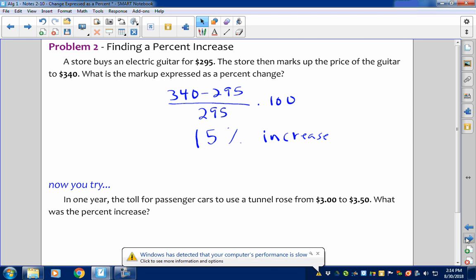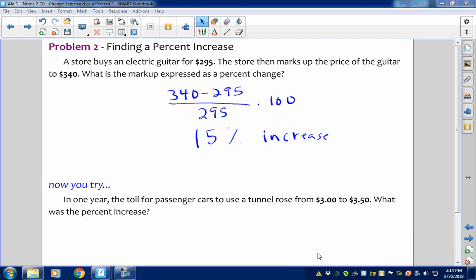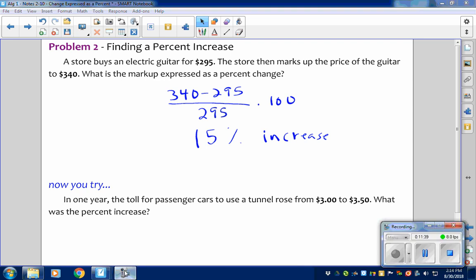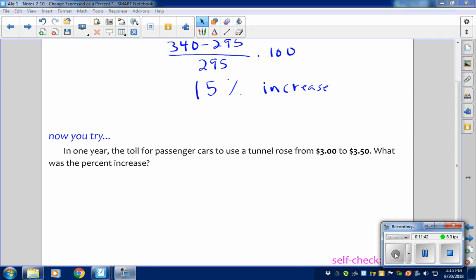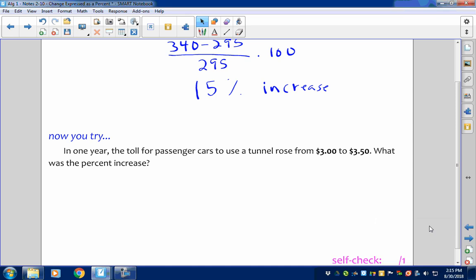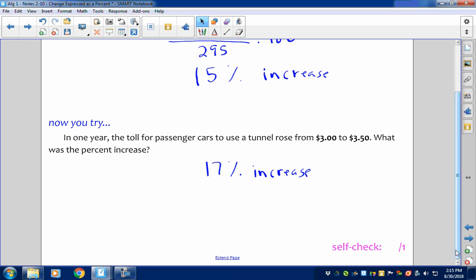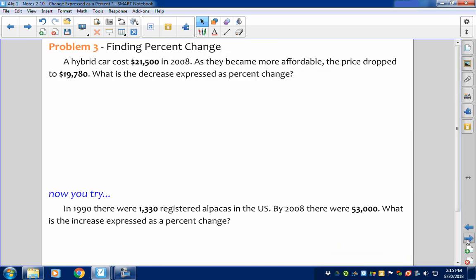All right, why don't you guys try the next one? See if you can figure out the percent increase on the next one, please. All right, what'd you guys get? About a 17% increase. All right, moving on here. 16.6, yeah, it would work fine.